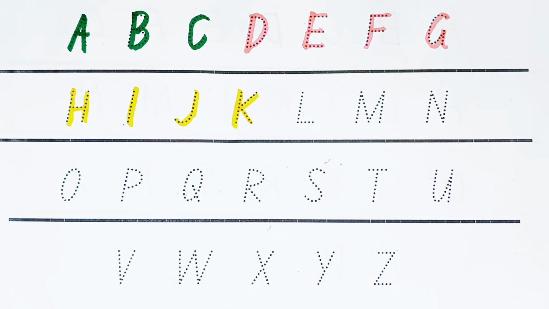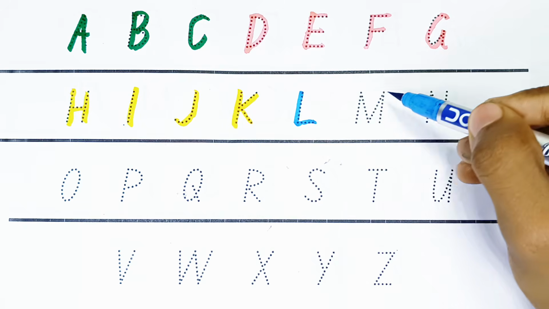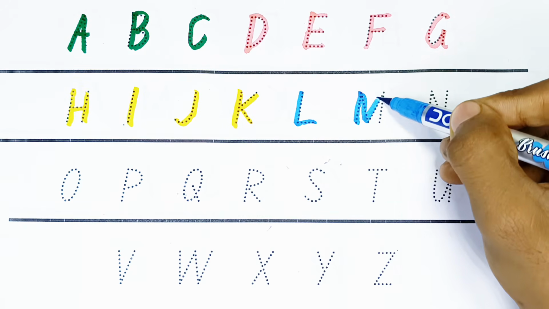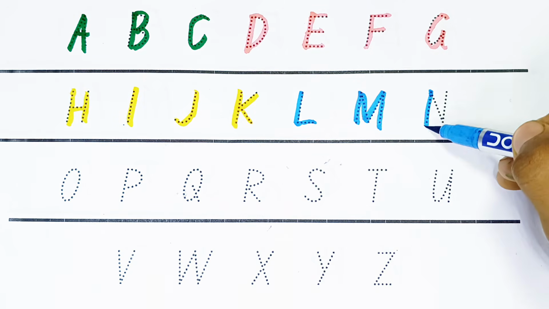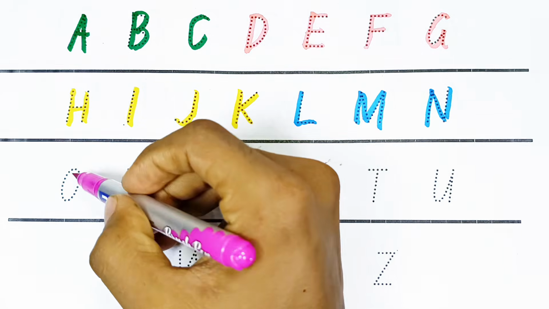K for king. Kids, now you draw L. The alphabets of L. L for lion. M for moon. N for nose. Kids, now you draw O. The alphabets of O.